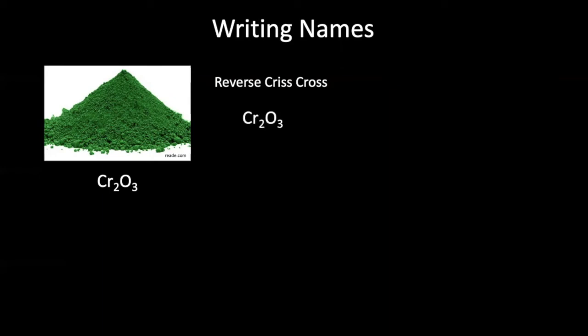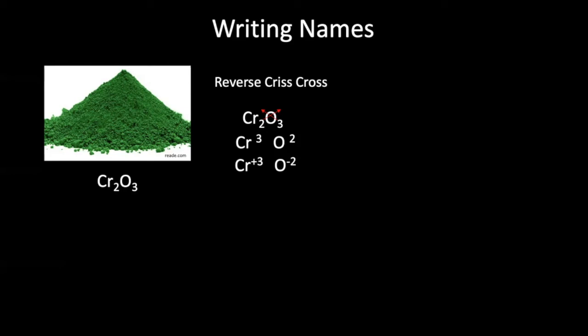So we have the formula Cr2O3. So now we have to take the 2 from the Cr and make it the superscript of the oxygen, and take the 3 from the oxygen and make it the superscript of the chromium. So we get Cr3O2. But remember, these have charges, so the metal will be Cr+3, and then the nonmetal will be O-2.